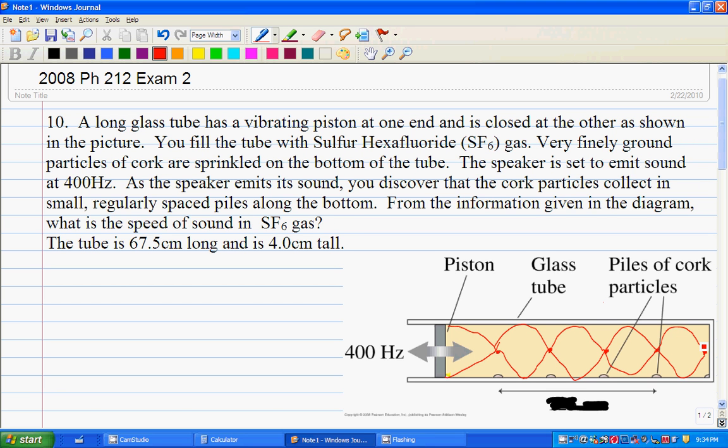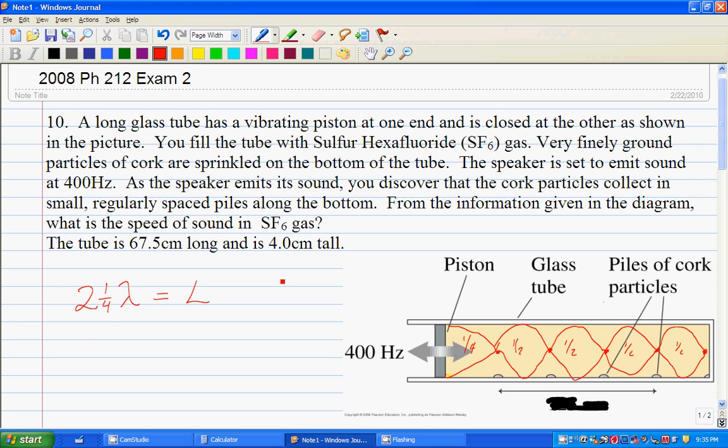So in this case, when I count that, there are 1, 2, 1/4 wavelengths. So there's 2 1/4 wavelengths of sound waves trapped in the standing wave in this length of pipe.